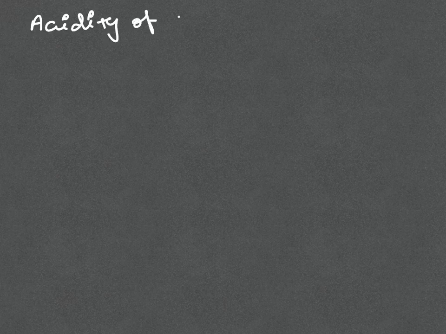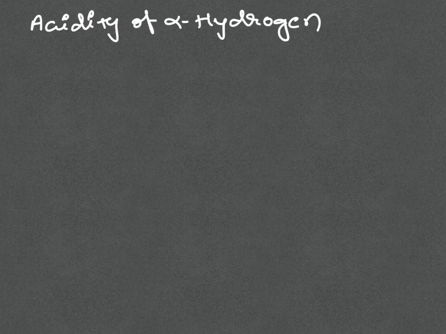Let's take our topic, acidity of alpha hydrogen. What is an alpha hydrogen? The hydrogen which is present on alpha carbon, we call it as alpha hydrogen. Next obvious question is, what is an alpha carbon? The alpha carbon is the carbon which is directly attached to the functional group. We call it as alpha carbon. Let's take an example.